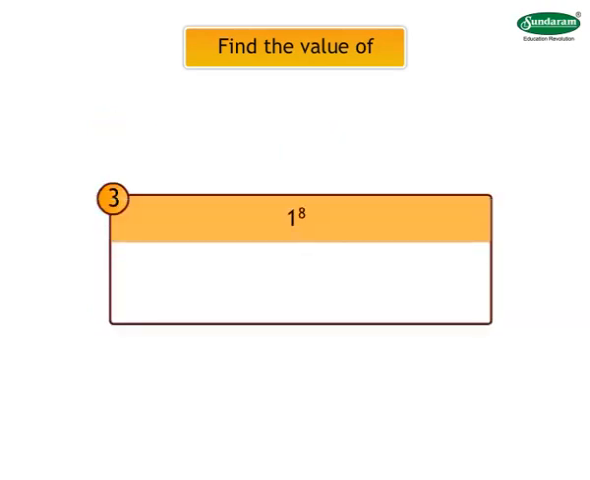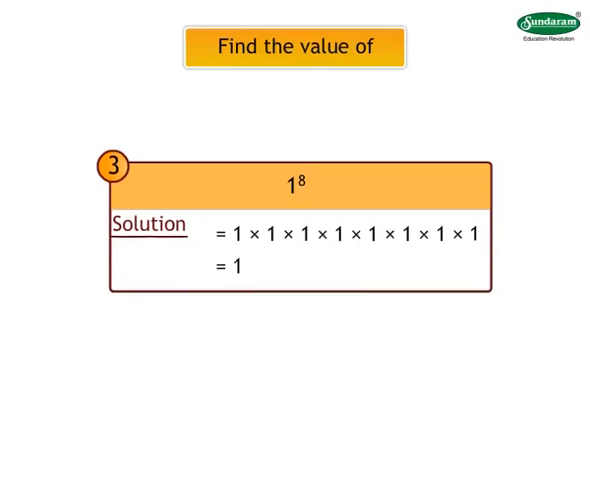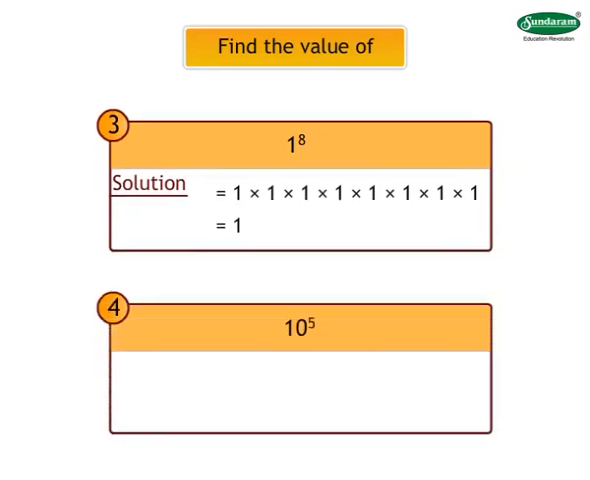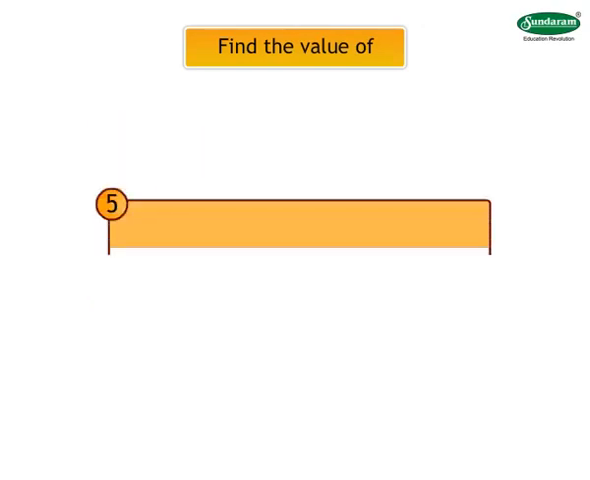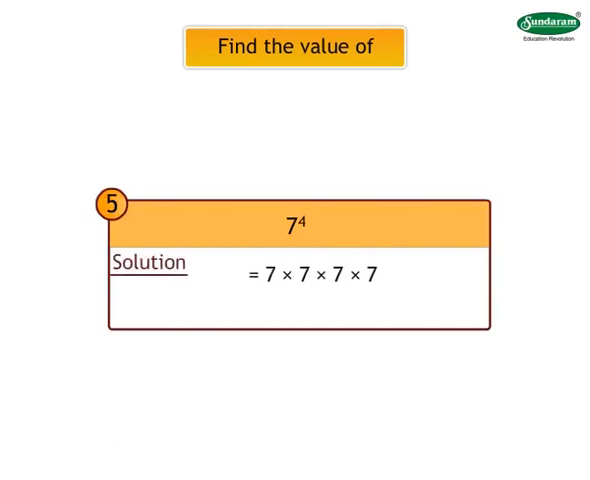Number 3. 1 raised to 8. Solution: equals 1 into 1 into 1 into 1 into 1 into 1 into 1 into 1 equals 1. Number 4. 10 raised to 5. Solution: equals 10 into 10 into 10 into 10 into 10 equals 1 lakh. Number 5. 7 raised to 4. Solution: equals 7 into 7 into 7 into 7 equals 2401.